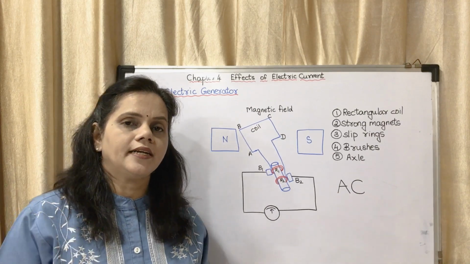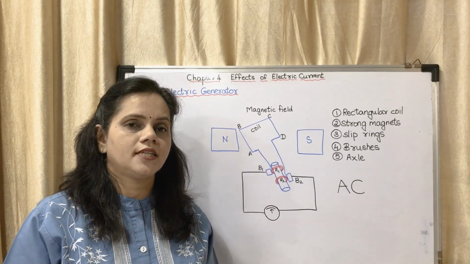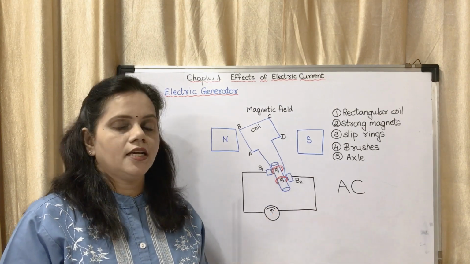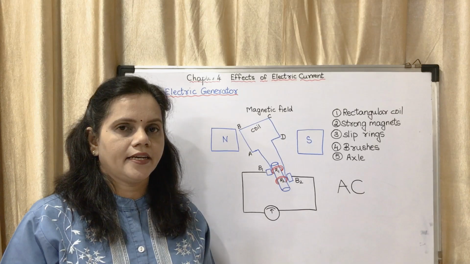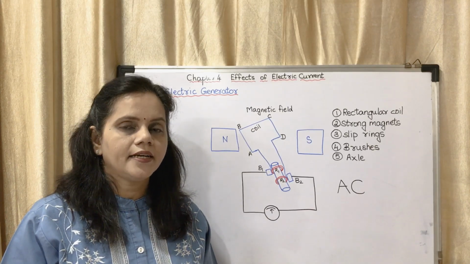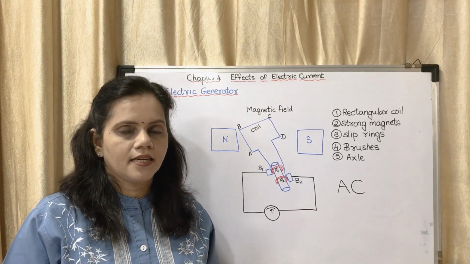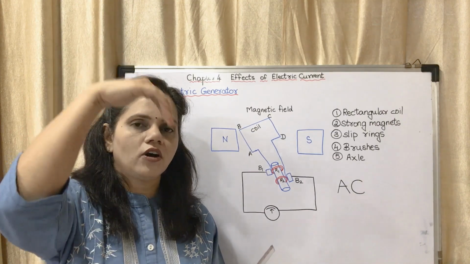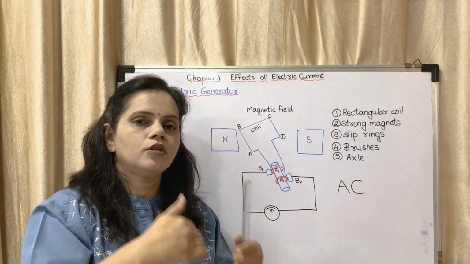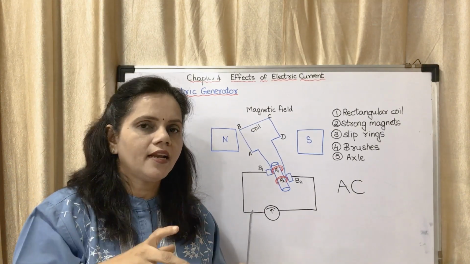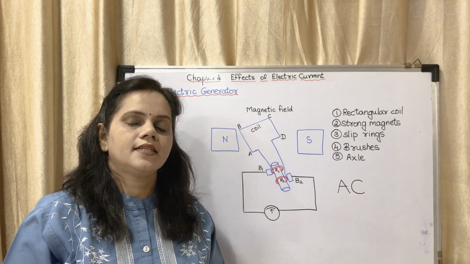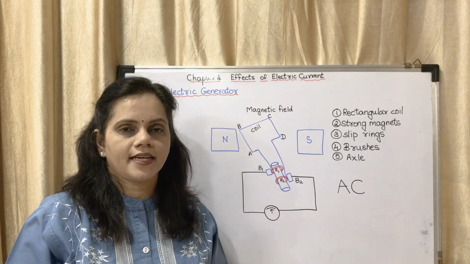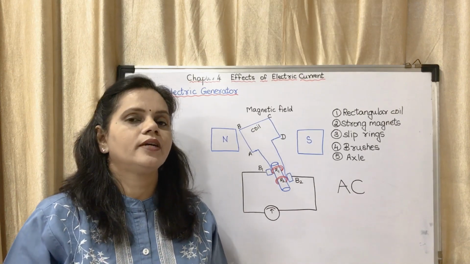In bigger generators, in power stations, what is done? The coil is turned by making use of a turbine. You have heard about a turbine. A turbine is a device on which water falls and the turbine moves. It is a wheel with blades. This we will study in chapter 4 of Science 2, after this.